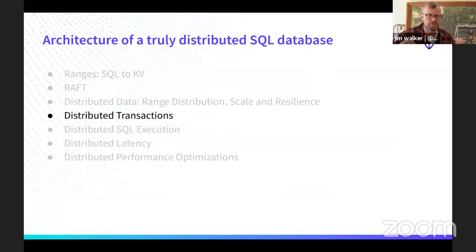We did a little bit about storage. We talked about Raft. We talked about kind of how we distribute data. And I'm at 35 minutes past. We're doing well.